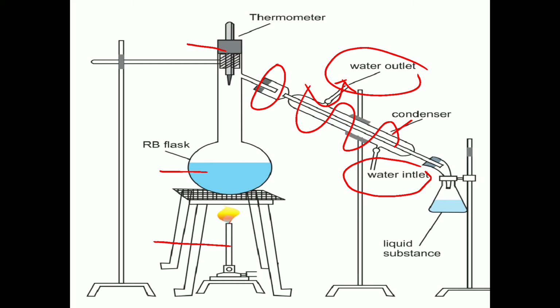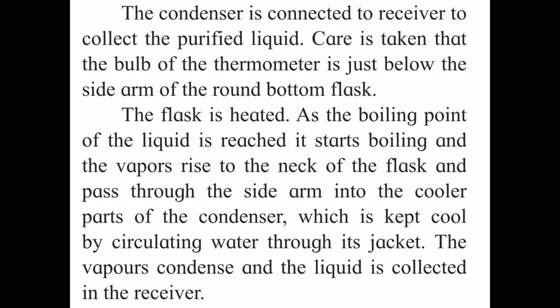The flask is placed in a water bath or an oil bath, and it can be kept on the stand. And there is a receiver. This is the receiver to collect the liquid which comes out of the condenser. This is the liquid substance, and this receiver collects the vapors which come from the RB flask and pass through the water condenser. Now see, the condenser is connected to a receiver to collect the purified liquid.